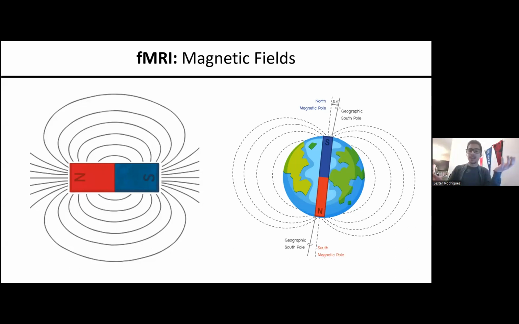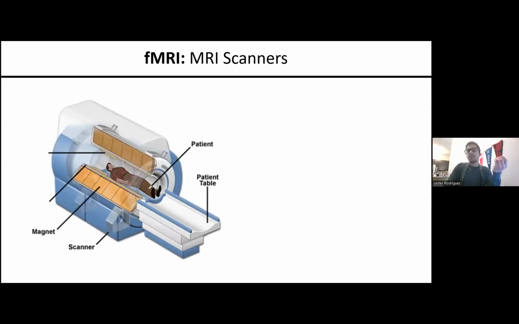So why am I talking about magnets and magnetic fields? Because the MRI machine is a giant magnet. That's what it is. If we cut it open and look inside, what we would see is a giant cylindrical magnet. And we're going to put the person inside that giant magnet.